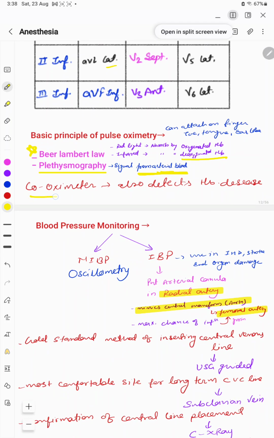And what is the co-oximeter? You need to remember this, it is also important. The pulse oximeter only detects oxygen but is unable to detect hemoglobin disease, but the co-oximeter also detects hemoglobin disease.